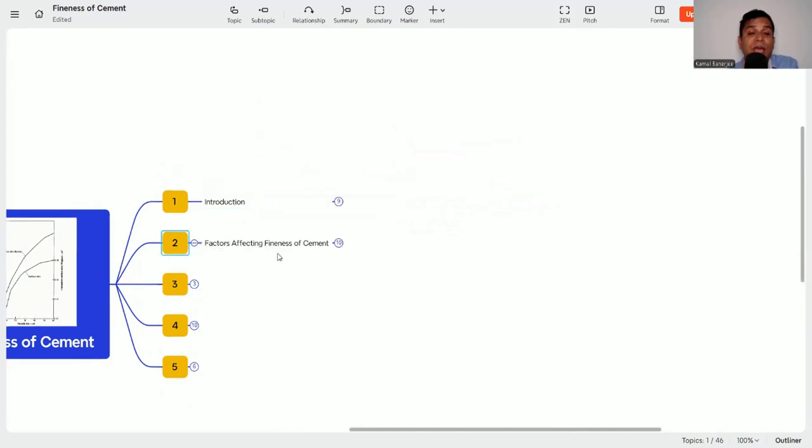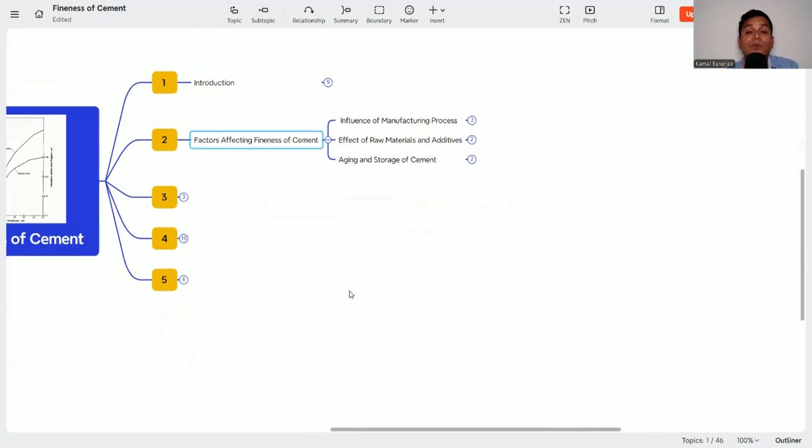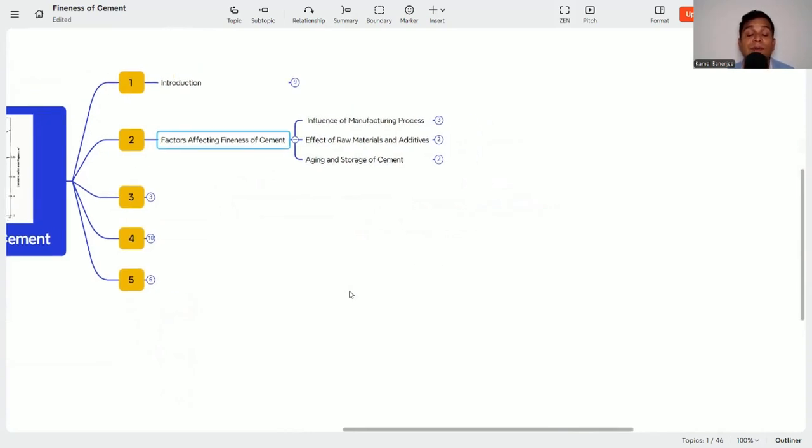Next, see what we have: the factors affecting fineness of the cement. Now, we need to know that we need more fine cement, or more surface area, in order to get the concrete faster early strength, durability and everything. Now, cement, whenever it is prepared, has some criteria to satisfy to get the finer particles.